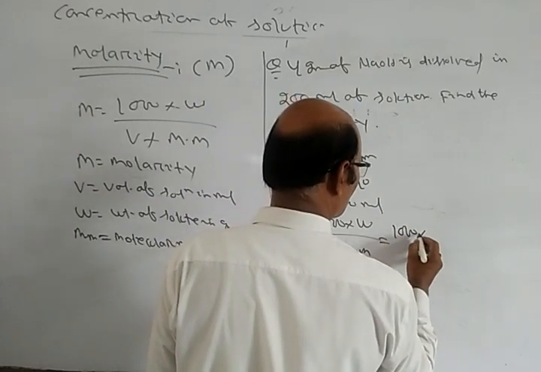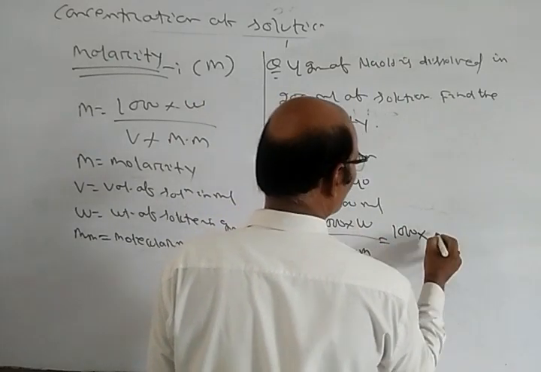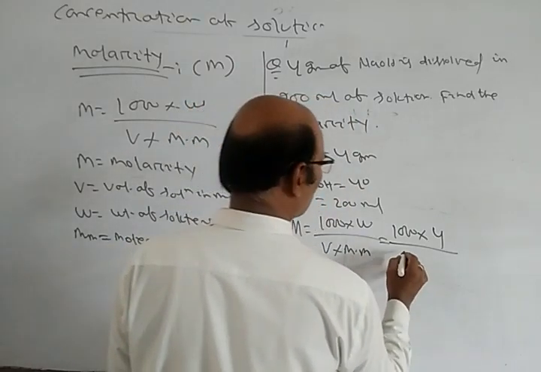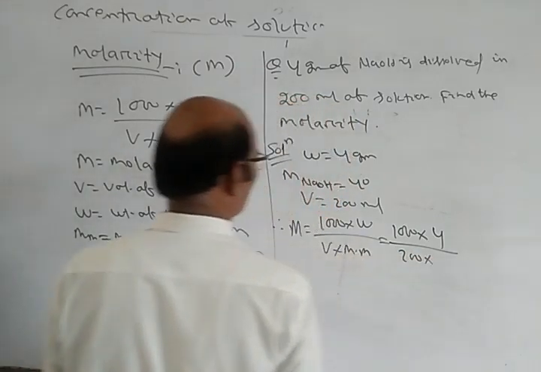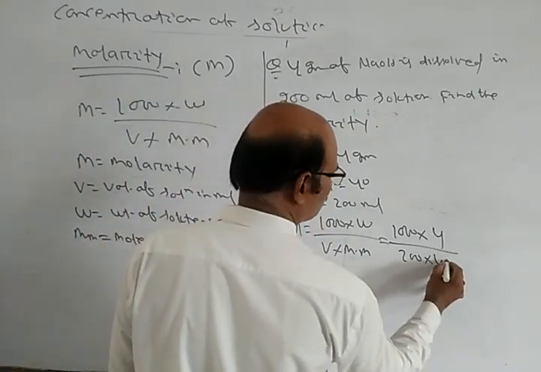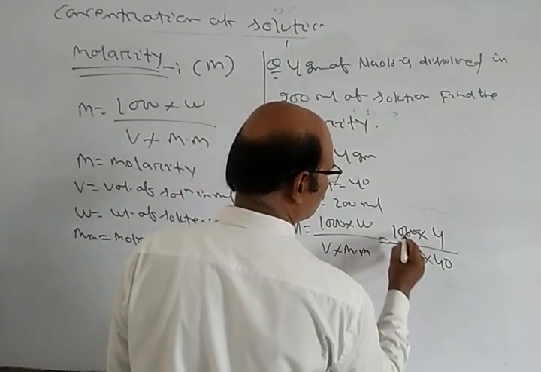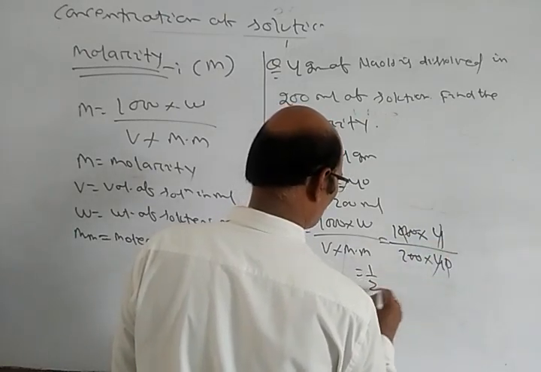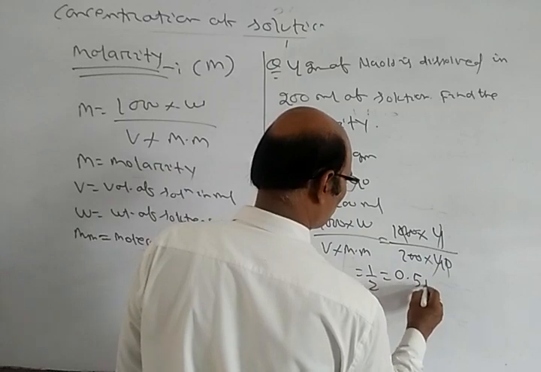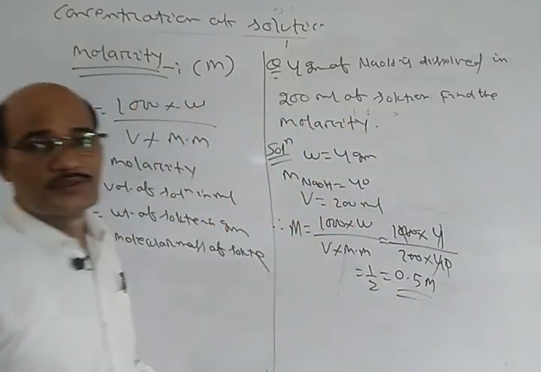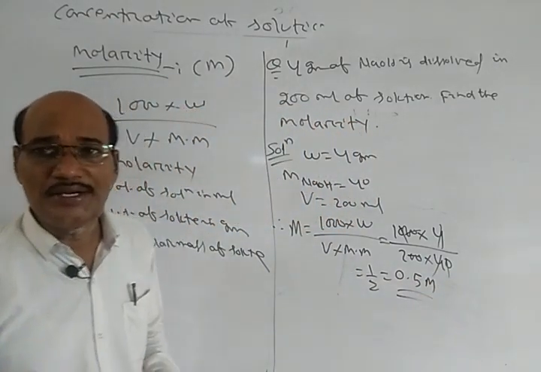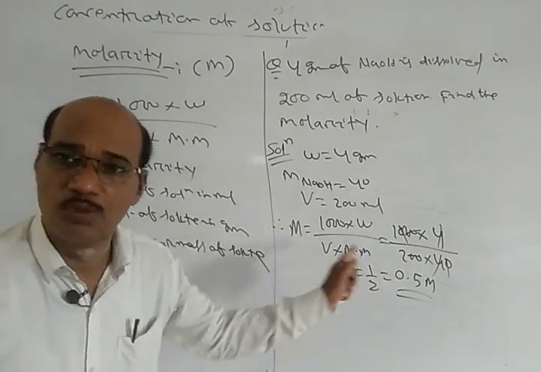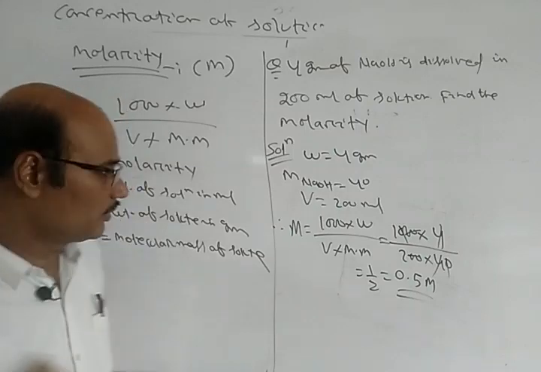That is 1000 into W, which is 4, by V, which is 200 ml, into molecular mass, 40. So cancel out, it equals 1 by 2, which equals 0.5 molar. So the molarity of the solution is 0.5 molar.